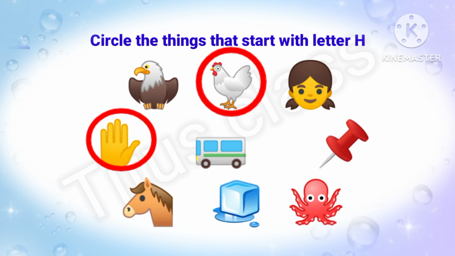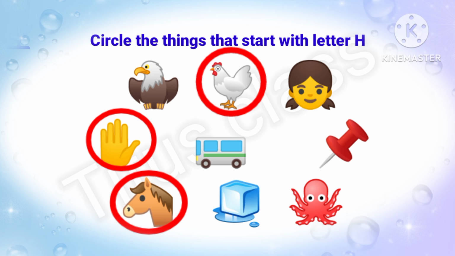First is horse. Horse start with letter H. So I will circle horse. Ha. Next, ice. It starts with letter I. Next, octopus. It starts with letter O.